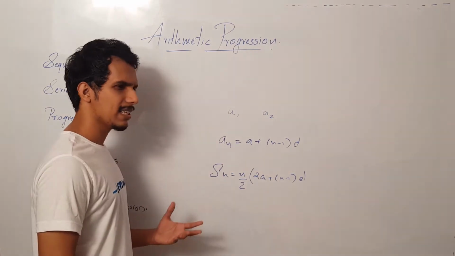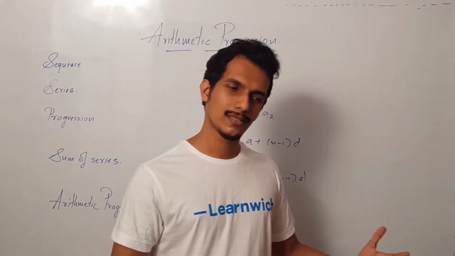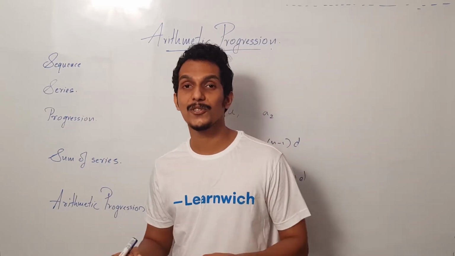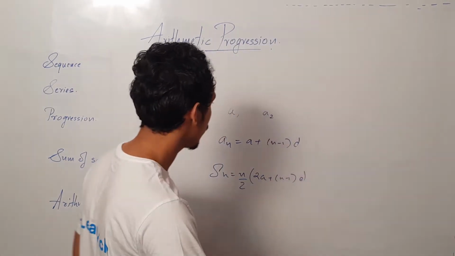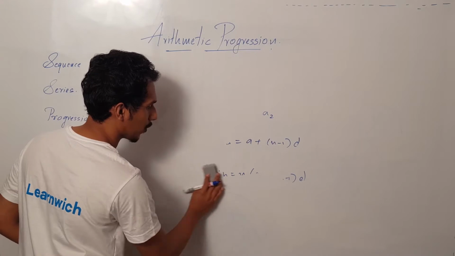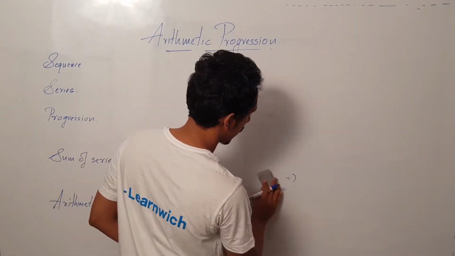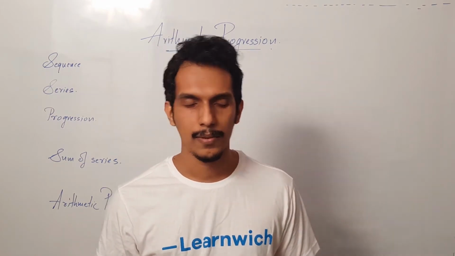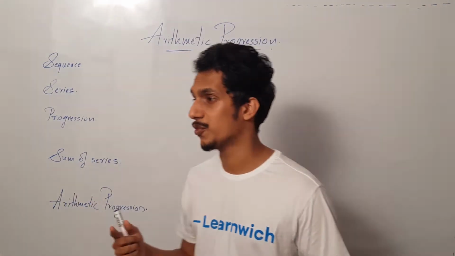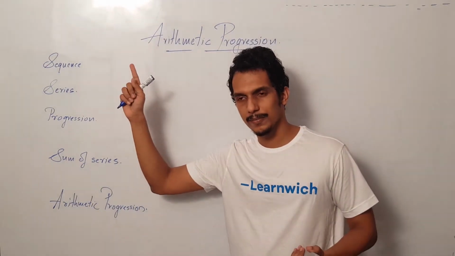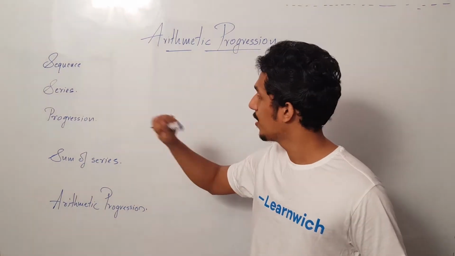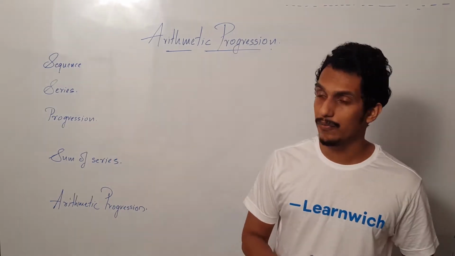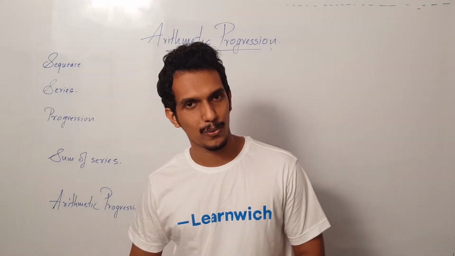Okay, so these are the basic simple equations, but we are not just here to learn about equations and do problems. Okay, we are here to learn mathematics. So first thing, before we get into what AP actually means, let's learn a few words that are associated with this chapter. Pay attention. Number one is sequence, then we have a series, then progression, then sum of series, and finally we learn about arithmetic progression.